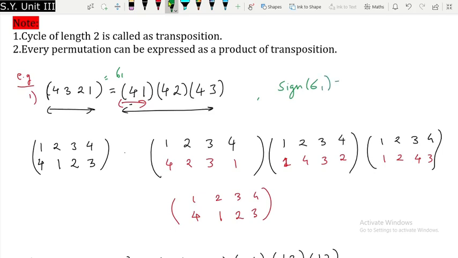It will be -1 raised to what? Now you can see this sigma 1 is a product of how many transpositions? 3 transpositions. So it will be -1 raised to 3, which is -1.